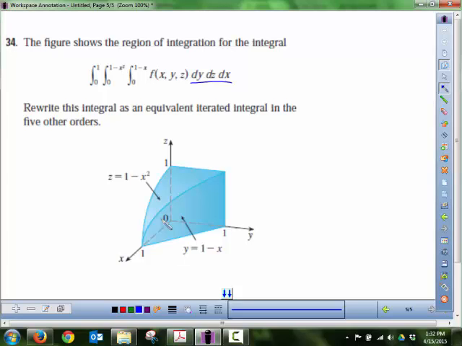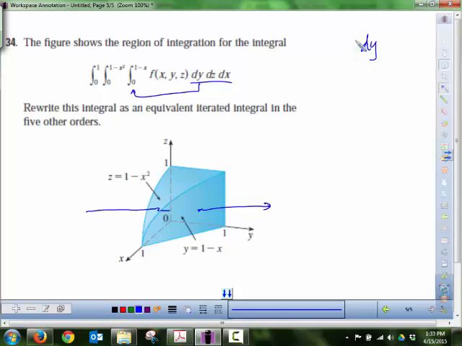So let's see if we can get this set up. dy dx dz. If you're going to integrate with respect to y, I want to draw a line parallel to the y-axis and see where it enters and exits the region. And in fact, I know my y limits already. If I'm going to do this with respect to y first, which is what they did, I'm just going to copy their limits for the y. It goes from 0 to 1 minus x, and 1 minus x is this plane right here.